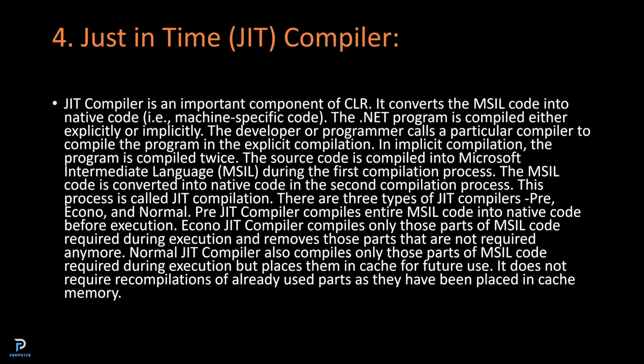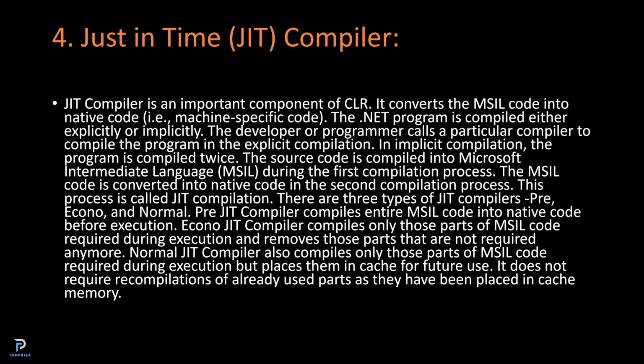4. Just-in-time, JIT, compiler. JIT compiler is an important component of CLR. It converts the MSIL code into native code, i.e., machine-specific code. The .NET program is compiled either explicitly or implicitly. The developer or programmer calls a particular compiler to compile the program in the explicit compilation. In implicit compilation, the program is compiled twice.